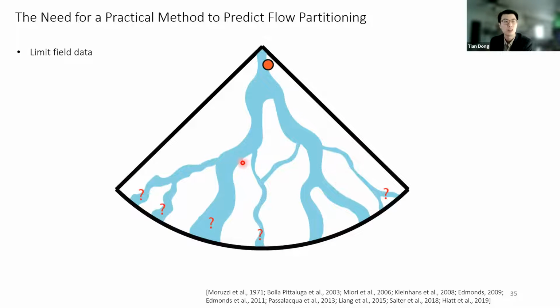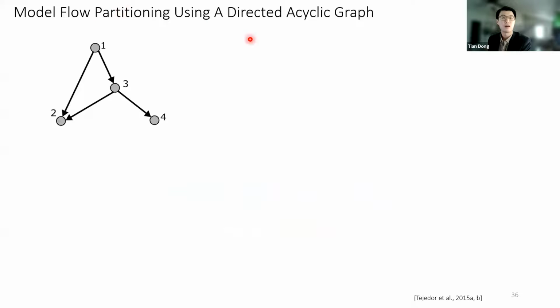And current modeling methods have some limitations. They either focus on the local scale, looking at division of flow at a single bifurcation, or they require detailed bed bathymetry of the entire network. That could be very costly in time and instrumentation. So this prompted me to hopefully develop a practical method. And to do so, I rely on a new method to model flow partitioning using a directed acyclic graph.